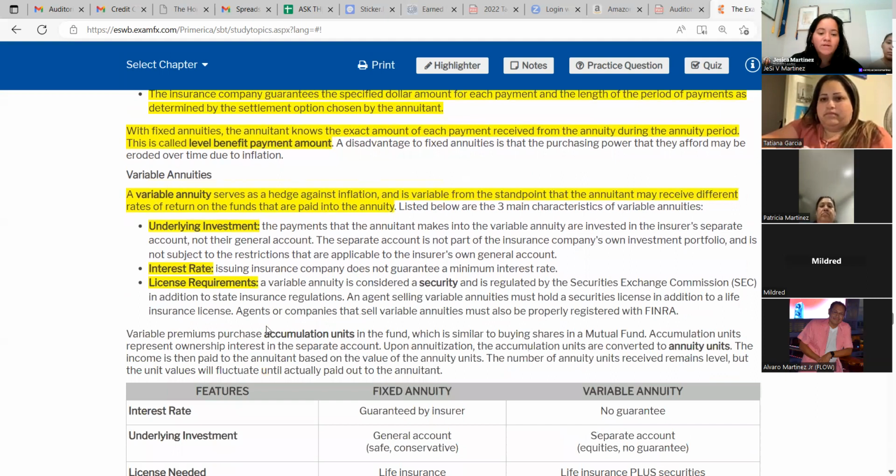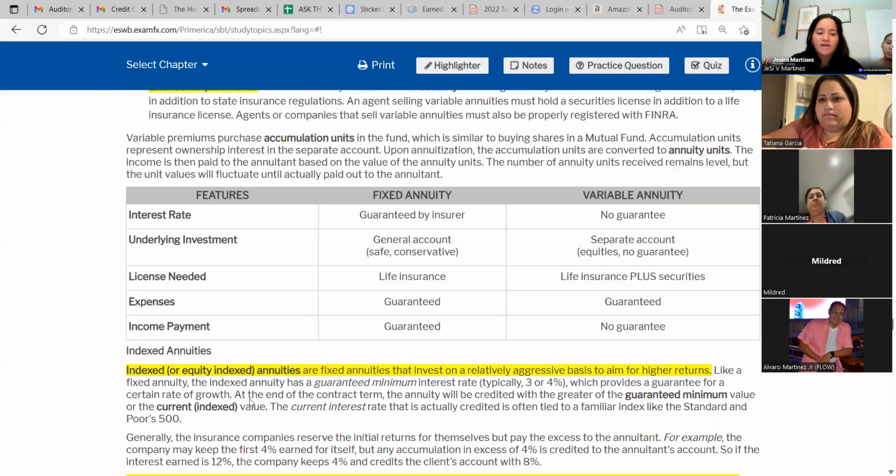Now, if we're talking about variable, let's go straight into the graph over here. So we have the fixed and the variable. The interest rate for a fixed is guaranteed. A variable is non-guaranteed. Just like when we saw the life insurance, if it's variable, then it's not guaranteed. Underlying investment, the fixed annuity is general accounts. It's safe, it's conservative. Just like when we were talking about the cash value of the life insurance, the general account, you always have a guaranteed percentage that is paying to you. You don't lose the money. The variable annuity, they're separate accounts, they're equities, so it's not guaranteed. Unfortunately, if the market crashes, that crashes with it, okay?